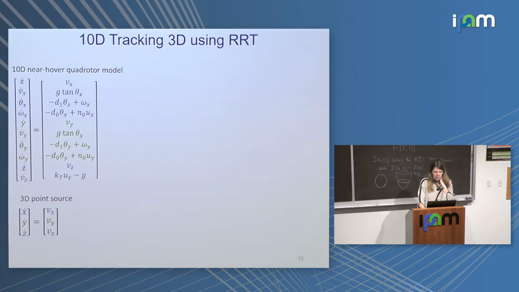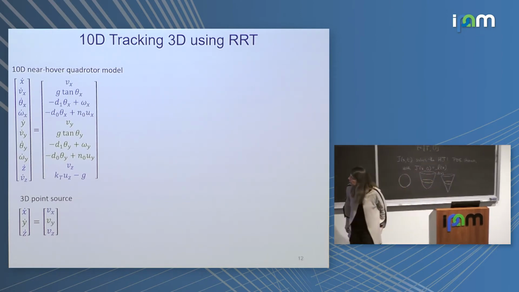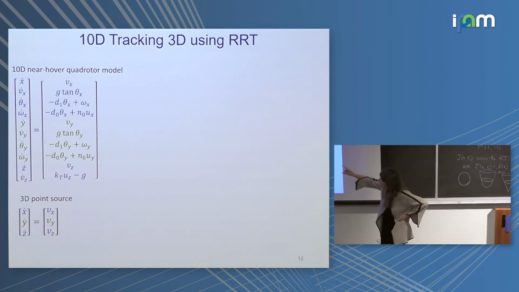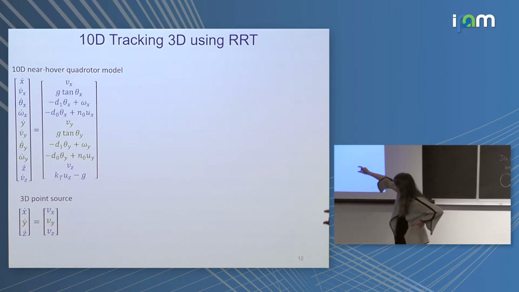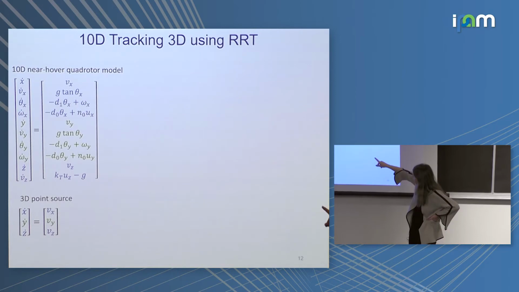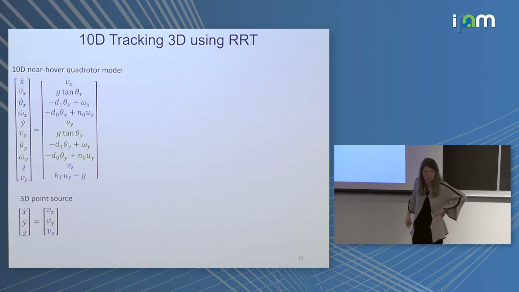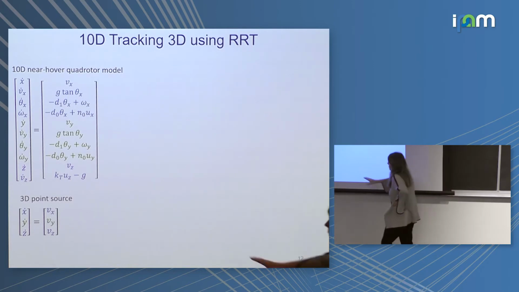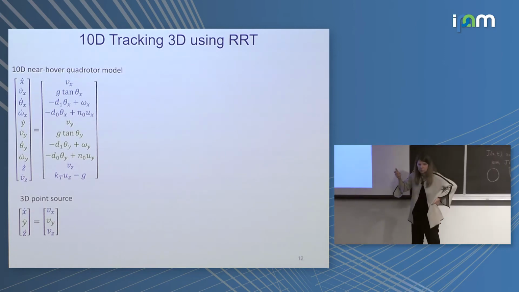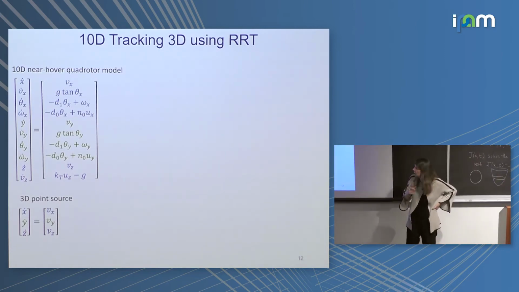Okay, so this is that example that I showed you before of a 10-dimensional near hover quadrotor model. This one is actually trivially decomposable because there are no coupled variables. You can see there are 3 distinct subsystems where no variables are shared. So we did 2 4D computations and 1 2D computation on this one. And then, that's our high dimensional model, and it's tracking a 3D point source. So we computed the relative model between those two, which is, in this case, a 10-dimensional model.